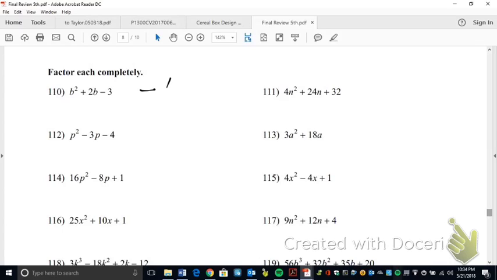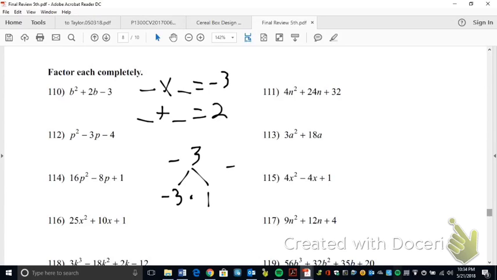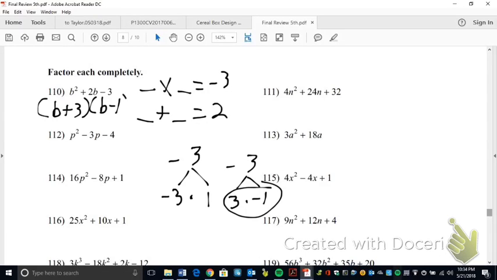So here, on these basic ones, we want to say, hey, what times what equals negative 3? That's our C. And when added together equals 2. So we're going to look at the factors of negative 3. Well, negative 3 is prime, so it's either going to be negative 3 and positive 1, or positive 3 and negative 1. Now we go, which two of those add up to positive 2? Well, it's the 3 and the negative 1. So we're going to write this as b plus 3 times b minus 1. And that's our answer.